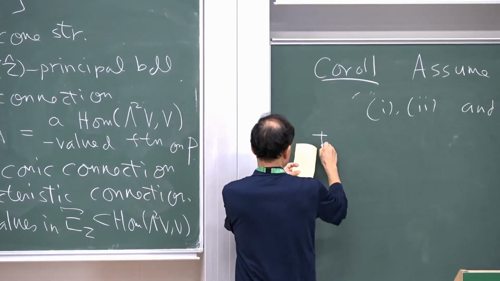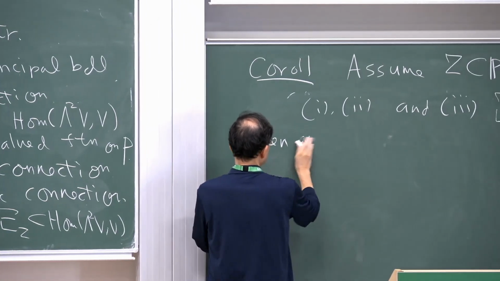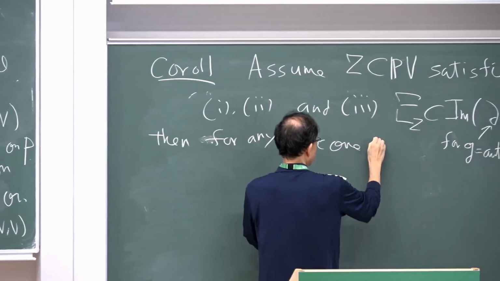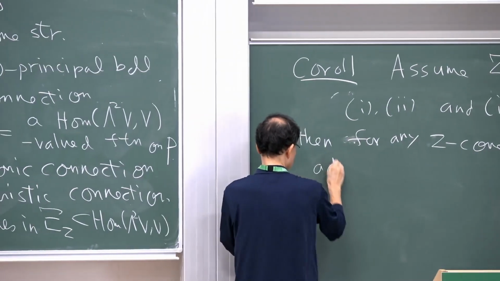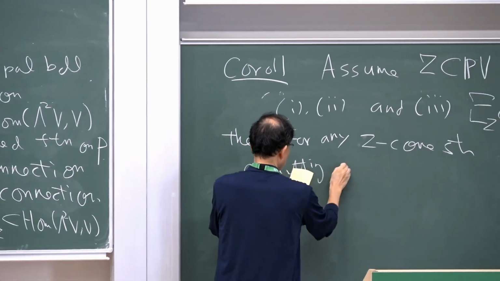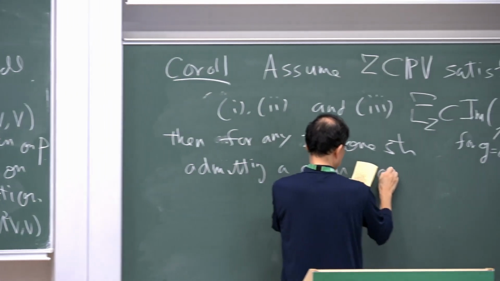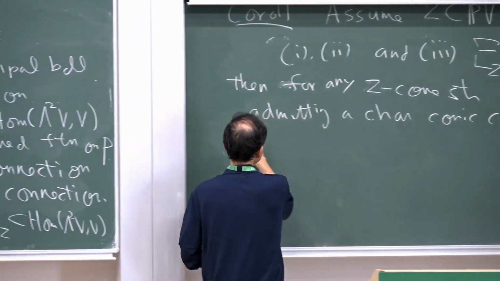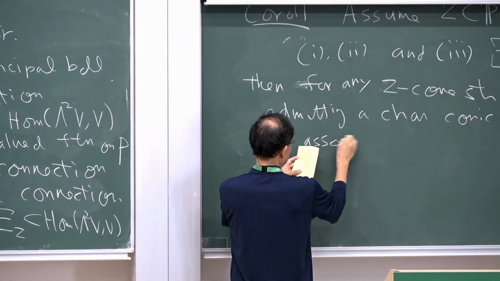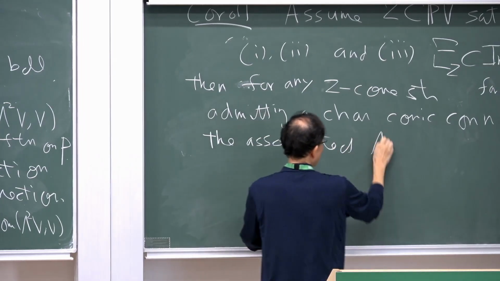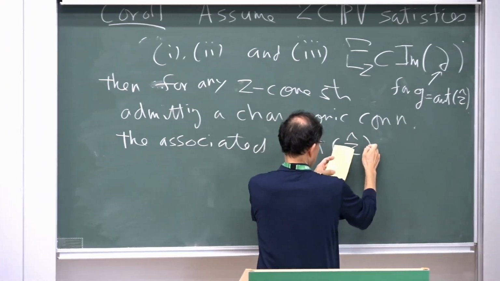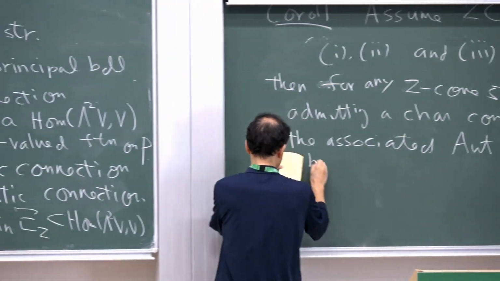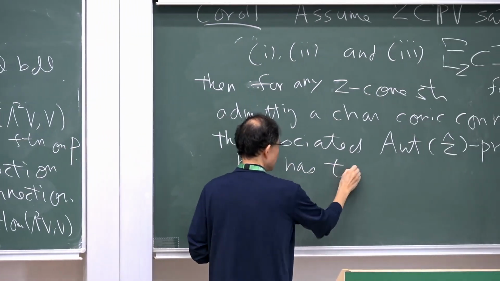Then for any Z-cone structure admitting a characteristic conic connection, the associated auto-Z structure principal bundle is torsion-free.